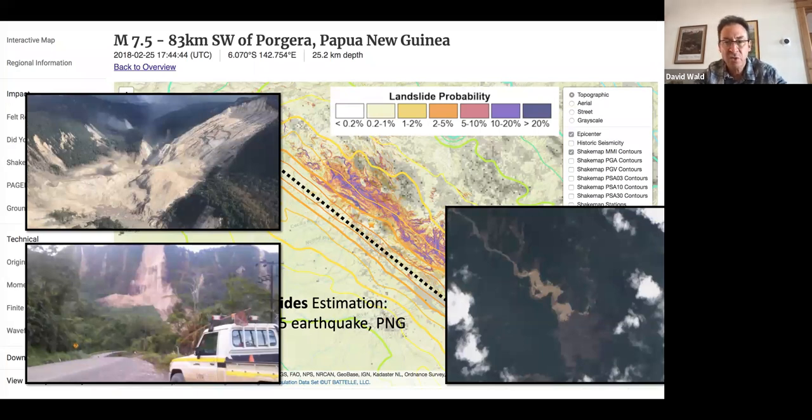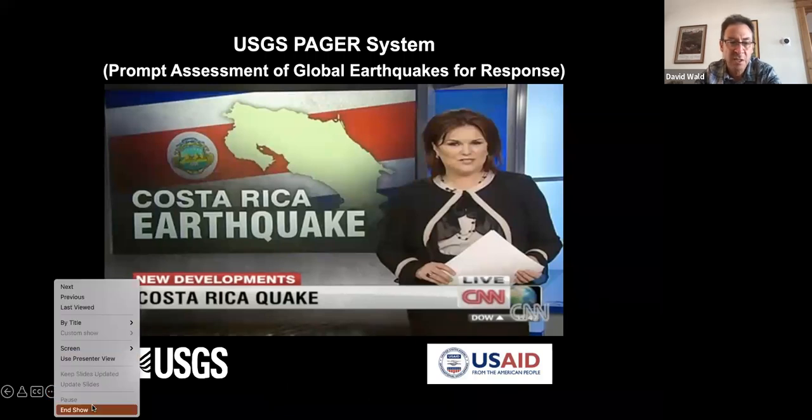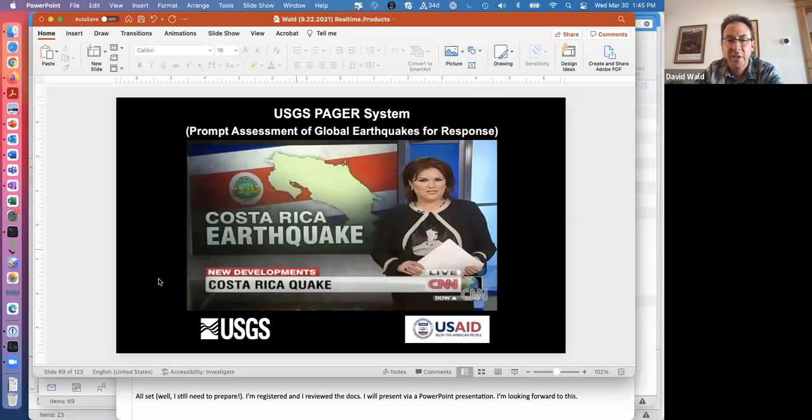So there's a lot more to the story, but I think you've got a good sense of what's possible with these systems. And I'll kind of leave it at that and see if you have questions. But you can see there's a lot of challenges. There's a lot of uncertainty when we have the shaking. We don't have constraints of shaking everywhere.